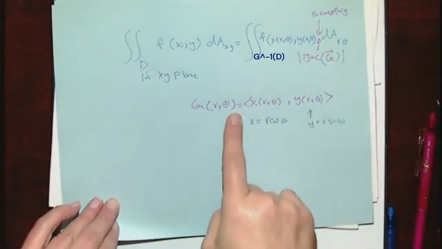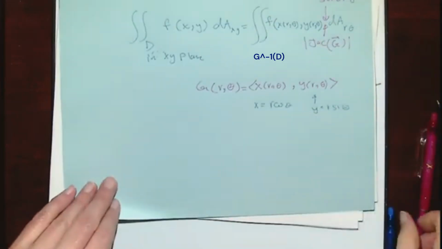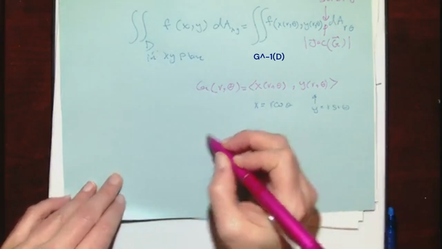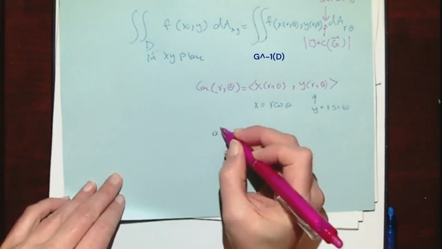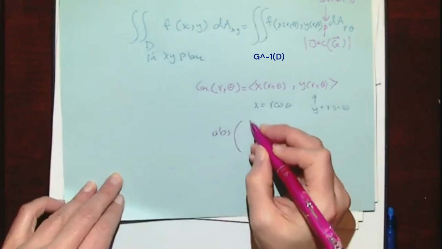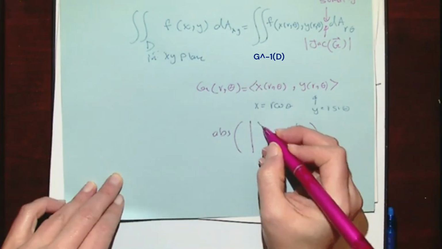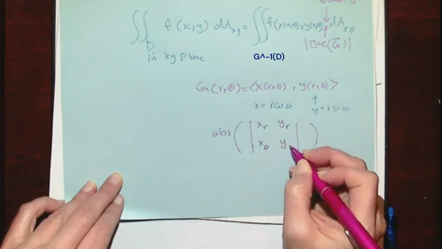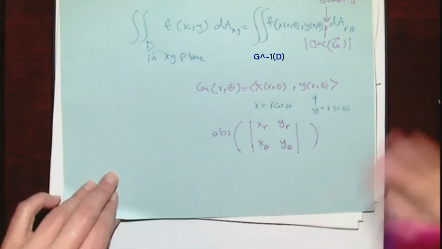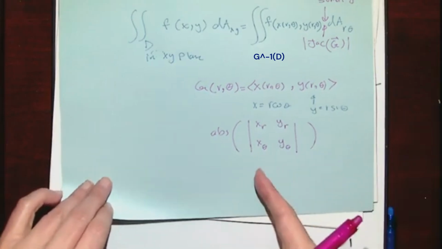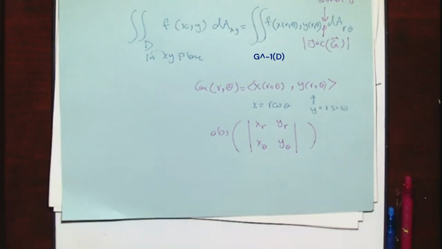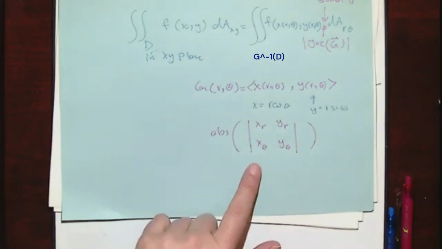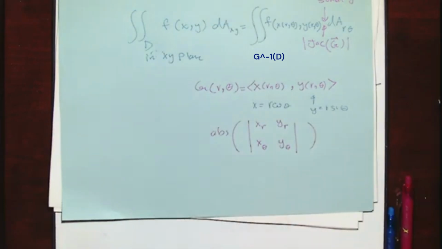That's the Jacobian of this. And the Jacobian of that, let me write it down, is going to be the absolute value, abs for absolute value, of the determinant of x sub r, y sub r, x sub theta, y sub theta. And it turns out every time it's similar. Eventually, I'm going to tell you that. I'm getting ahead of myself a little bit, but I tell you how this thing works.